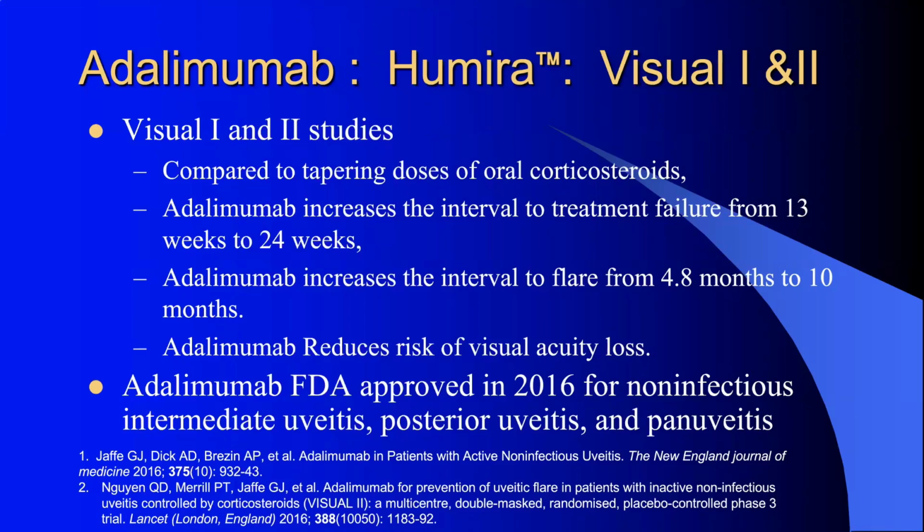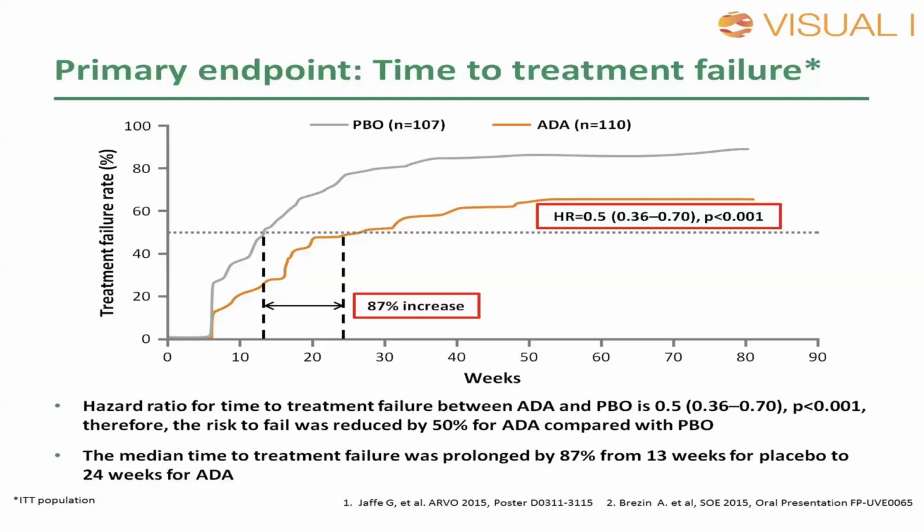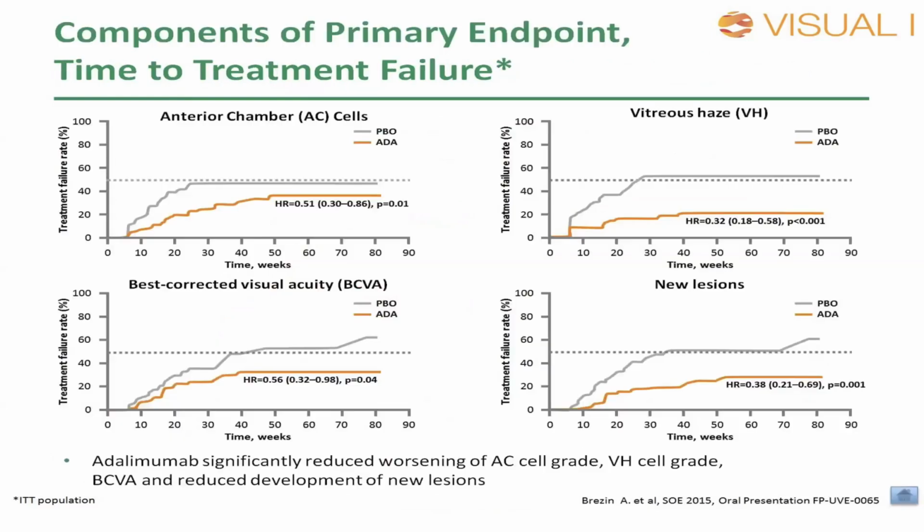And there was a substantial and statistically significant difference. It was an 87% increase in the time to treatment failure. I'm sorry, for the treatment failure from 13 weeks to 24 weeks, which is remarkable. And so we know that it's a highly effective steroid-sparing agent for the treatment of non-infectious uveitis. It significantly reduced AC cell grade and vitreous haze grade.